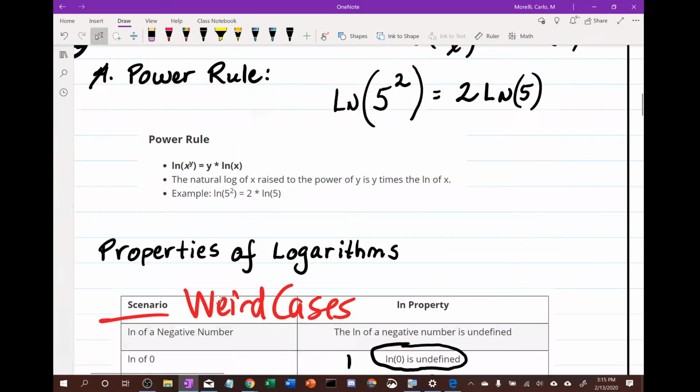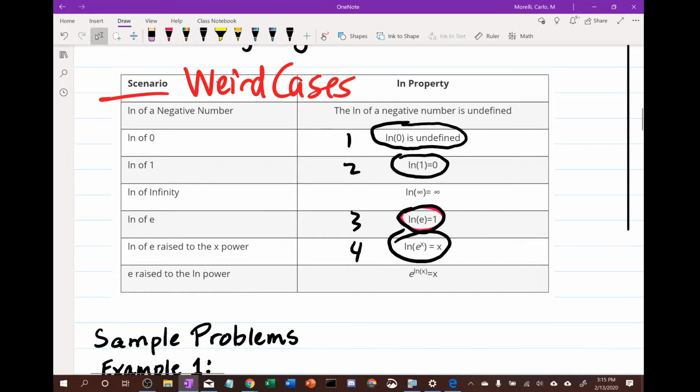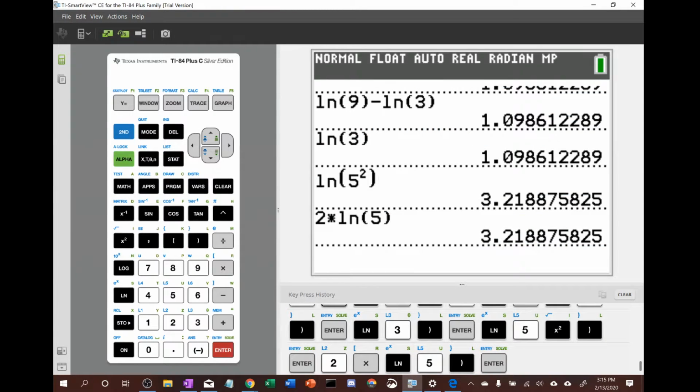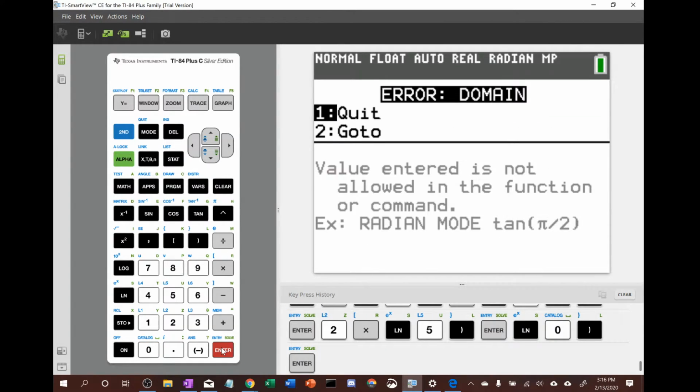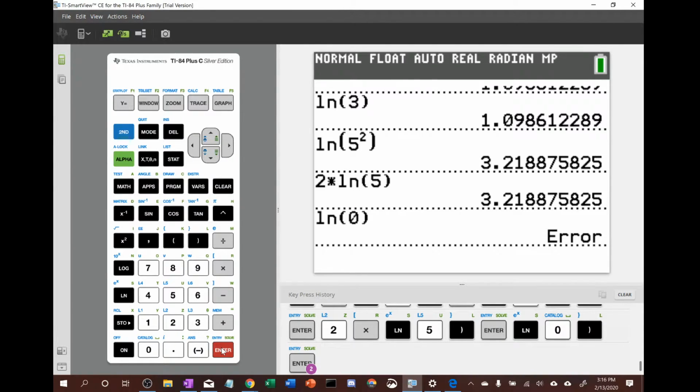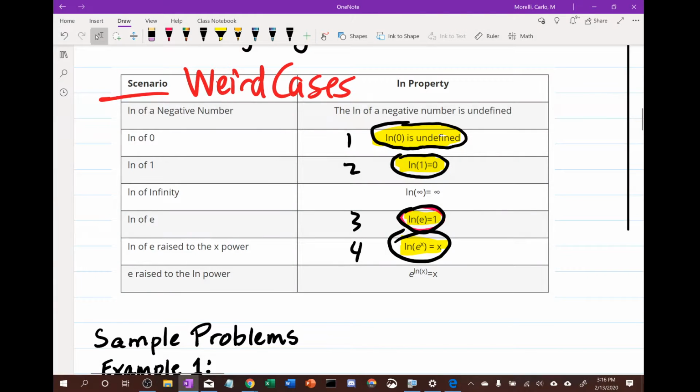Now there's a couple of weird cases, and I only want you to focus on the ones I highlight here. We're going to learn them in a special way. Forget about writing them. I want you to watch, do it on your calculator. Prove it to yourself. Type in ln of 0 and see what it does. Error. Domain error. Something's wrong with it. So let's go back. That's good because the rule is that the natural logarithm of 0 is undefined.